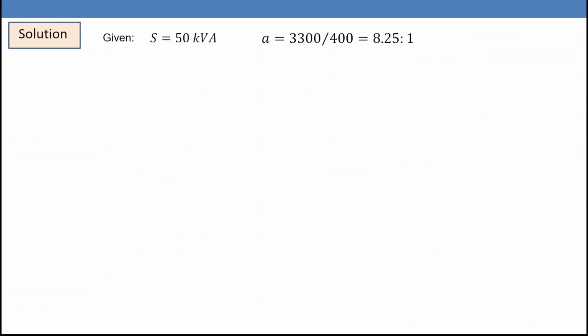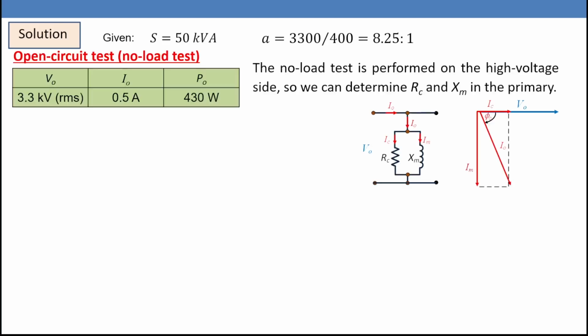Given in the problem, the rated power is 50 kVA and the turns ratio is 3300 over 400, which is 8.25 to 1. We are going to start with the open circuit test, or no load test, given V node, I node, P node. We know the no load test is performed on the high voltage side, so we can determine R core and XM directly. It's not referred, so those will be on the primary side.